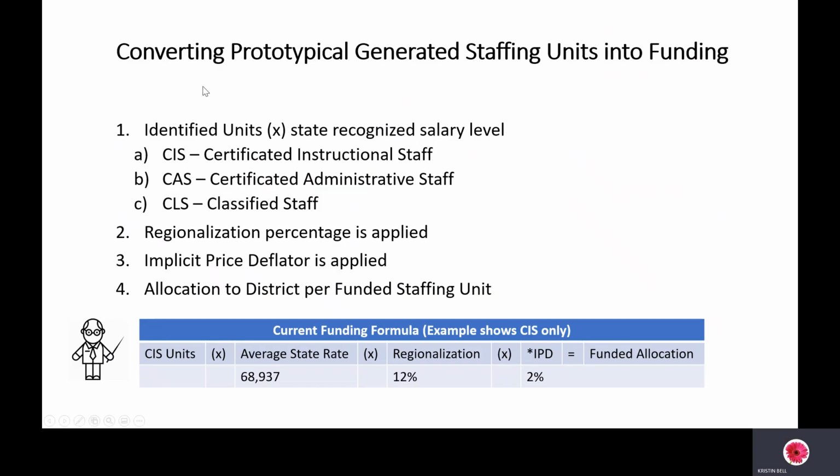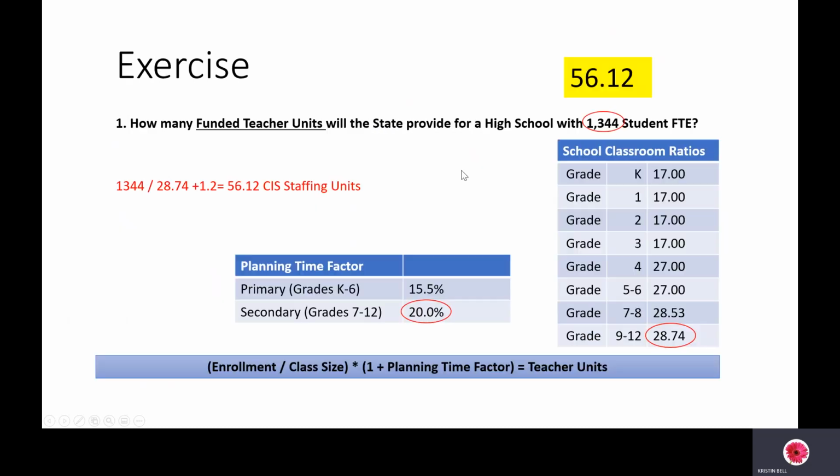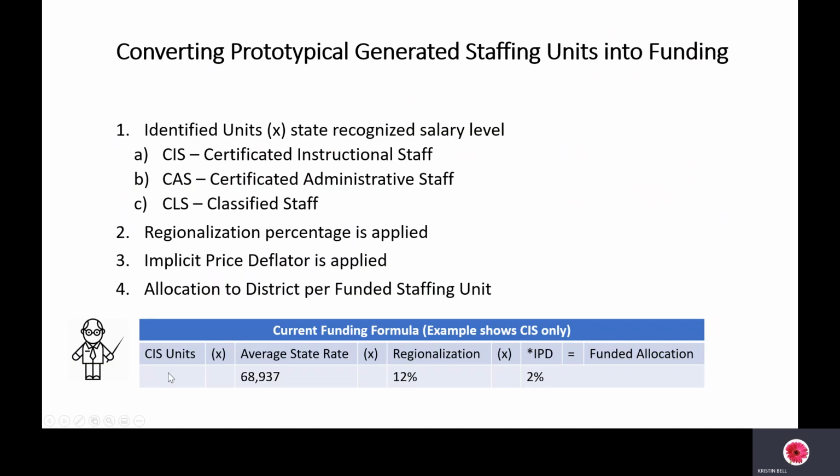Okay, so then what we do is we need to convert those units into dollars. And the way we do that is this blue section right down here. So we would take, for example, 56.12 classroom teacher units right down here. You would multiply that by the average state rate, which is provided by the legislature. And in this case, for the upcoming year, it's $68,937. And then each district has a regionalization percentage, and that is not up to us. It is given to us and provided to us.